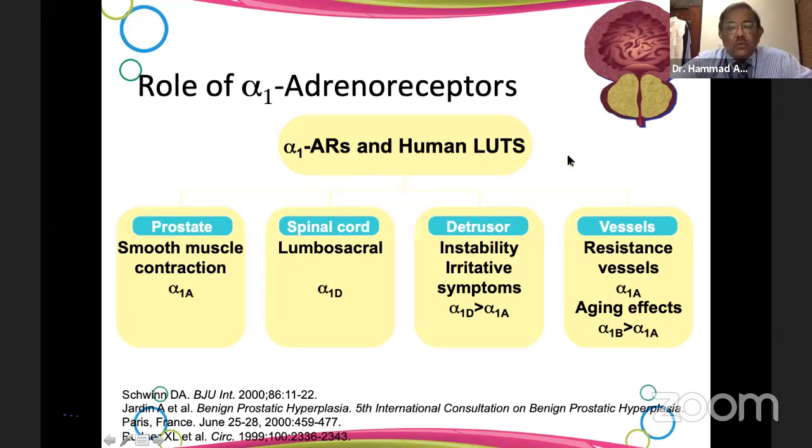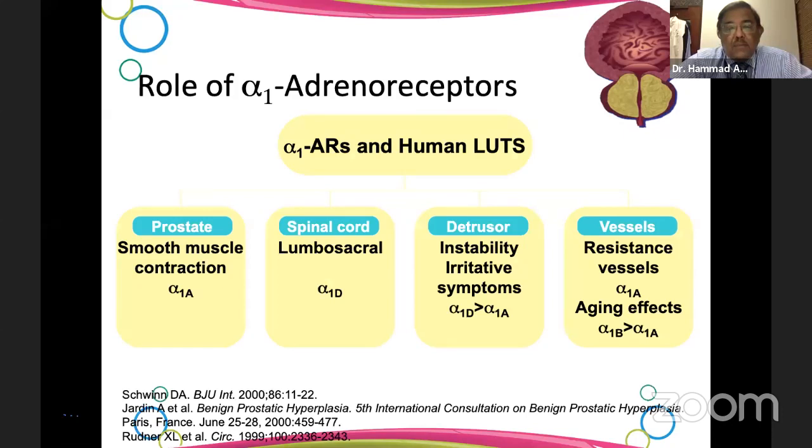Now, some of you who treat patients with hypertension know that the alpha receptors were initially introduced as antihypertensive drugs. One of the classical non-selective alpha blockers was phenoxybenzamine, which is now not easily available, and it's only used for treatment of patients with pheochromocytoma prior to surgery.